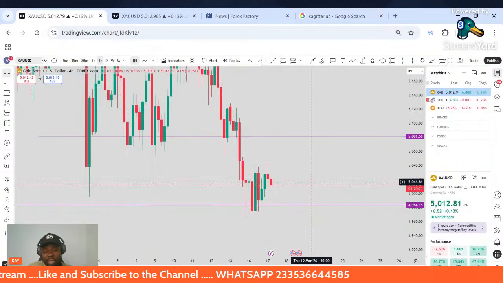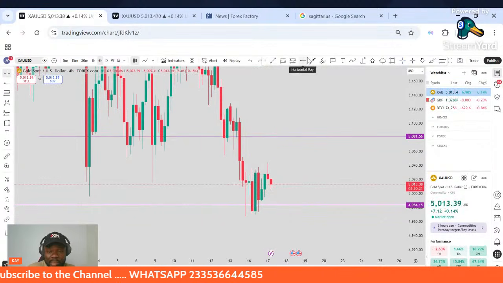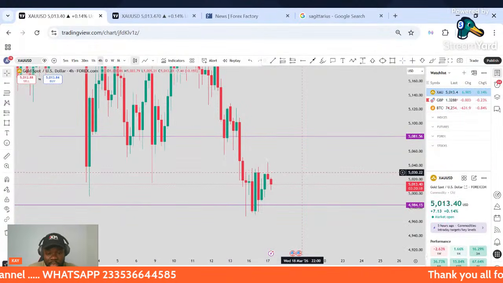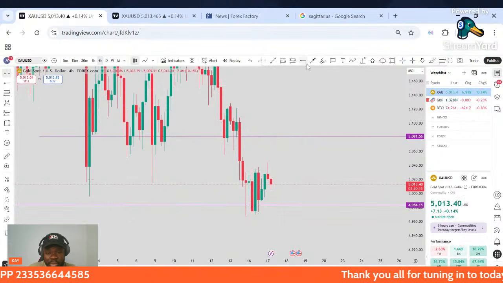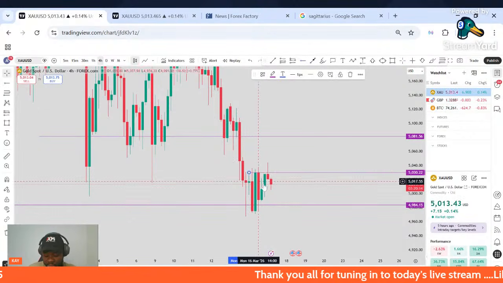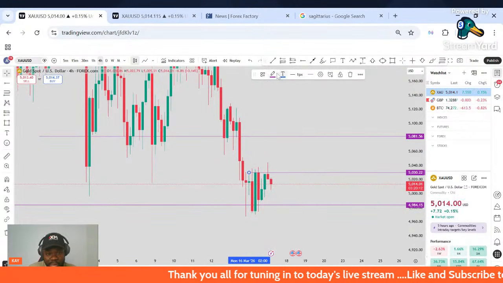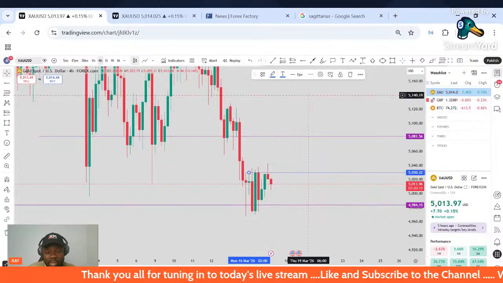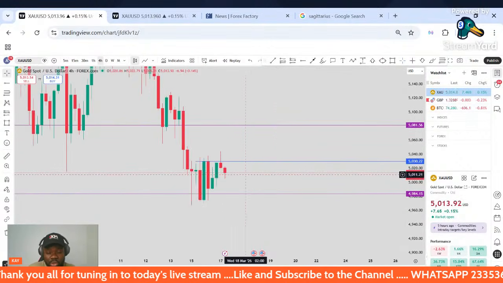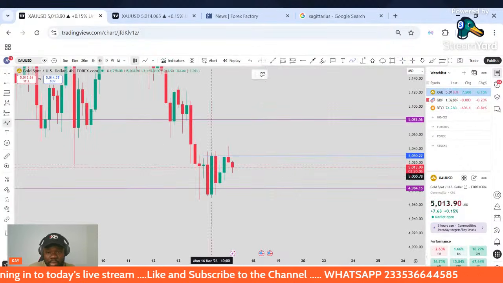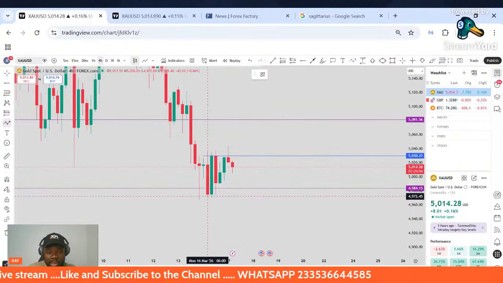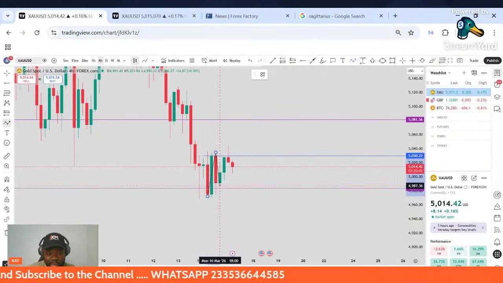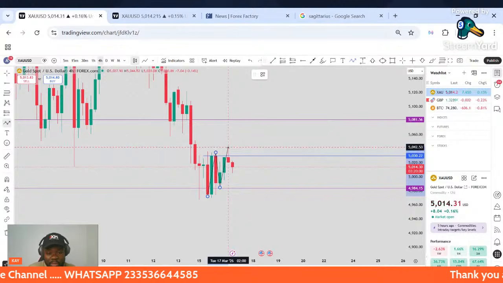Looking at the H4 time frame, the past H4 candle closed bearish, and the trend is an uptrend at this point. If you have any question, kindly drop it in the chat box. Price has closed strong bullish over here. So we noticed there was a higher high over here. Price just made a pullback, a higher low. So you're expecting a continuation of the trend.